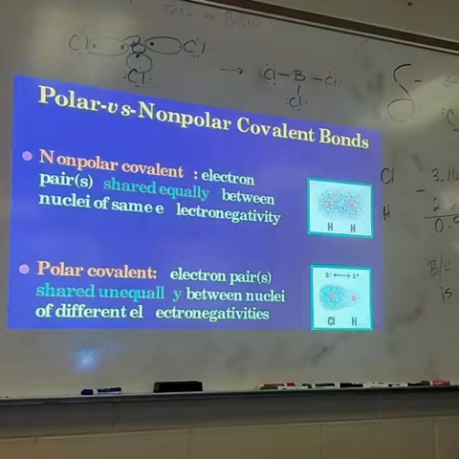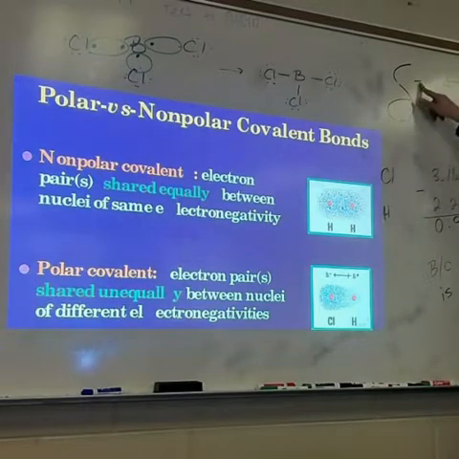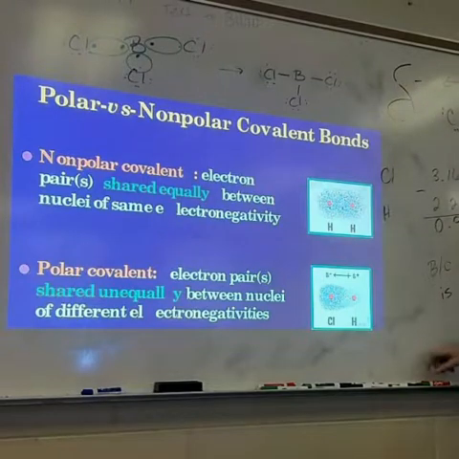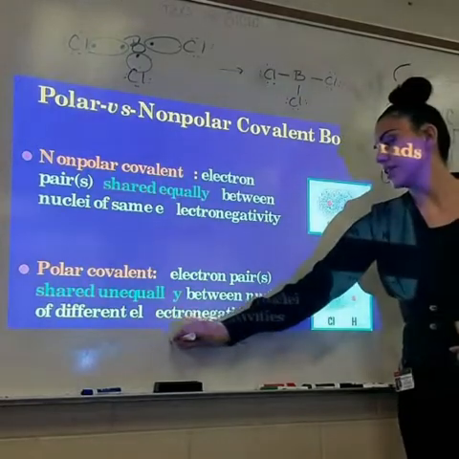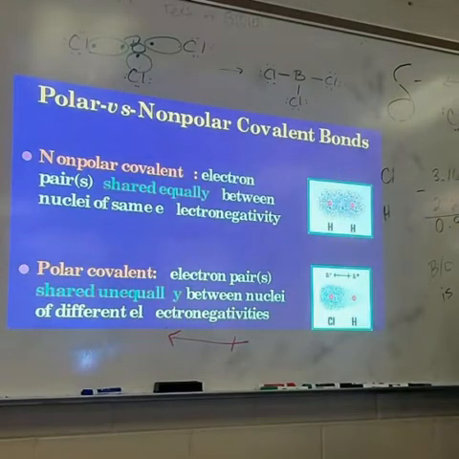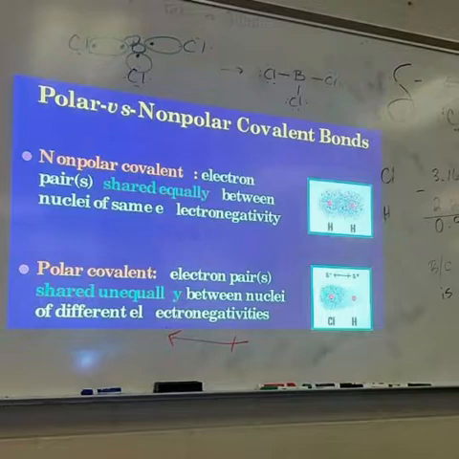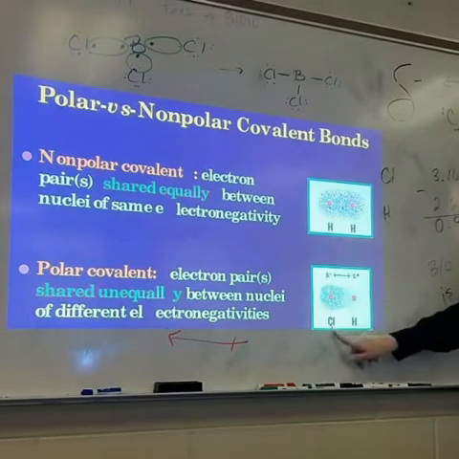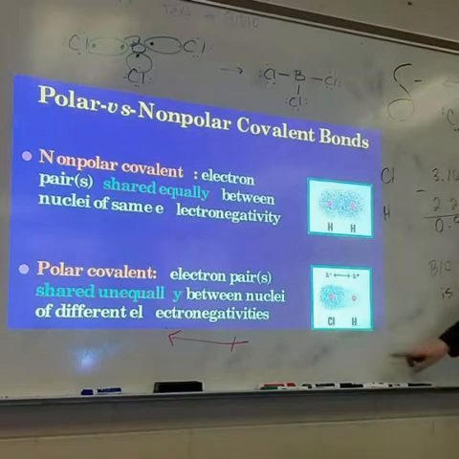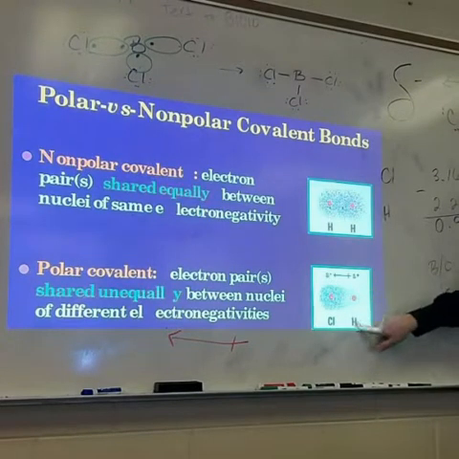This delta means partial. So this is partial negative. And then we have what we call an induction arrow. This arrow looks like this, and it has a little line through the tail. That's what we call an induction arrow. The arrow tells us which way the electrons are going. The electrons are always going to go towards the more electronegative one. So the arrow's pointing towards the chlorine. That means that chlorine is going to be partial negative and the hydrogen is partial positive.